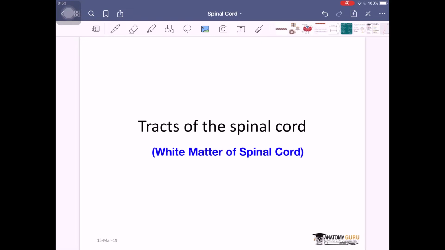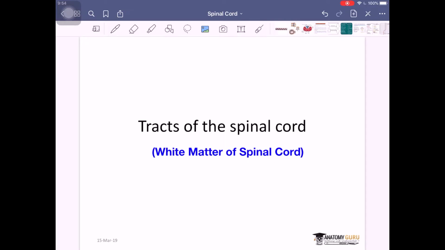So white matter is nothing but, here the session is all about the tracts of spinal cord. So this is very important for physiology students, because this question will be asked mainly from the physiology point of view. So we'll go in detail. Already madam has done this part of it, so you should find it a little bit comfortable for you guys.